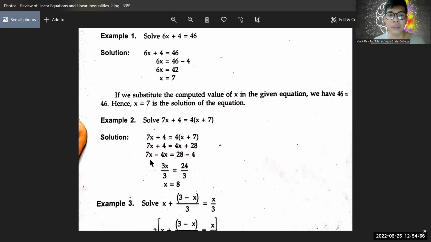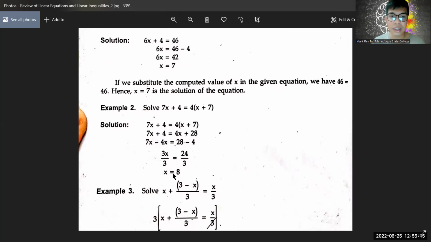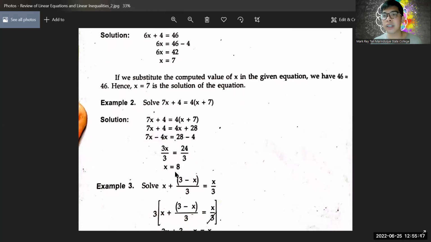So we have here 7x minus 4x equals 28 minus 4. And then the next step is 3x equals 24. Then we have to find the value of x by dividing both sides of the equation by 3. So we're going to get 8 as the value of x.